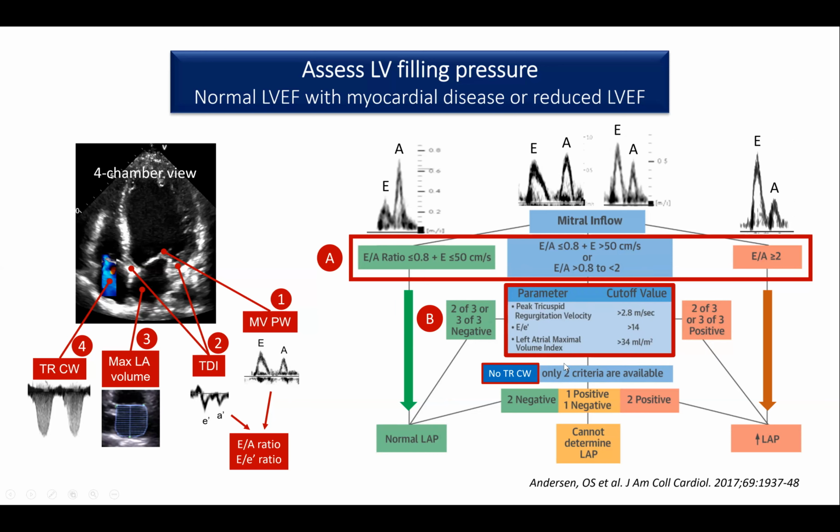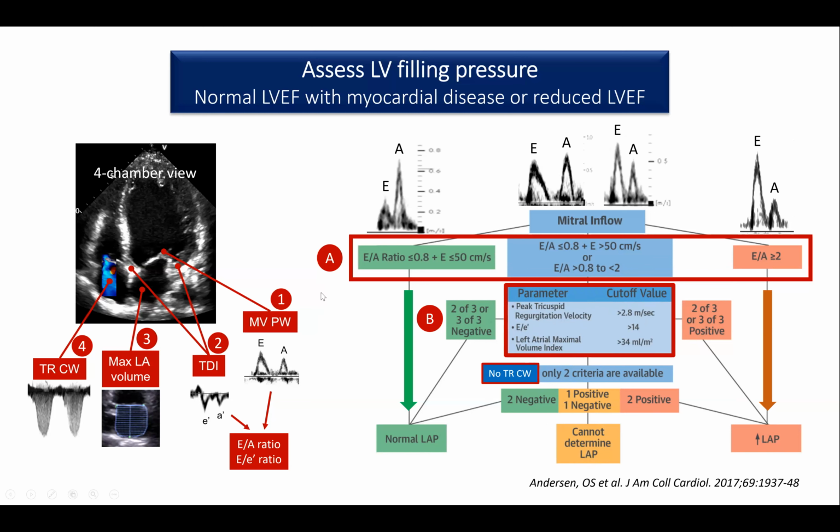Okay. Now, what happens if we have 2 criteria? What do you mean we have 2 criteria? Typically, when we don't have a TR signal, when we don't have a tricuspid regurgitation signal, we have only the E/E' and the left atrial volume index. If both of these are normal, without knowing the TR signal, therefore the pressure is normal. If the E/E' and the LA volume index are both abnormal, it means that the LA pressure is high. If one is abnormal, one is normal, it means we cannot determine the left atrial pressure.